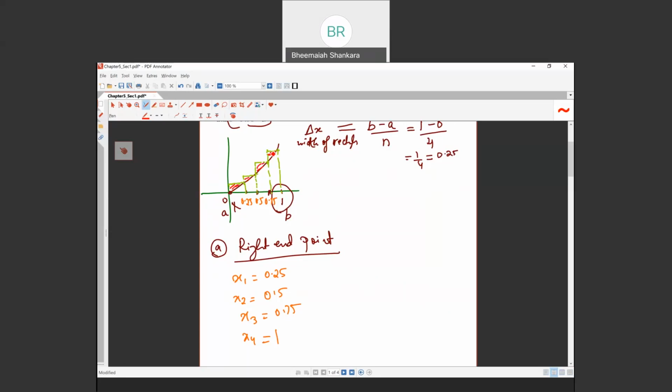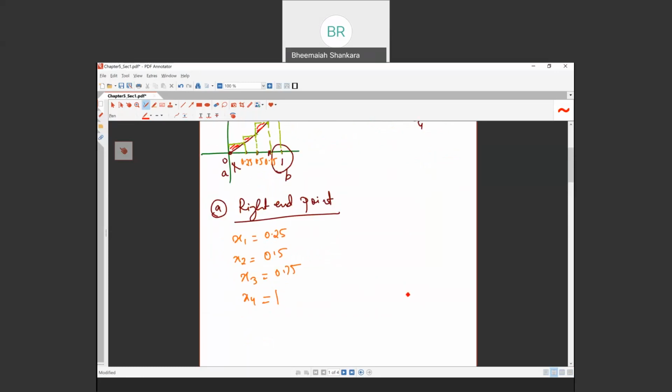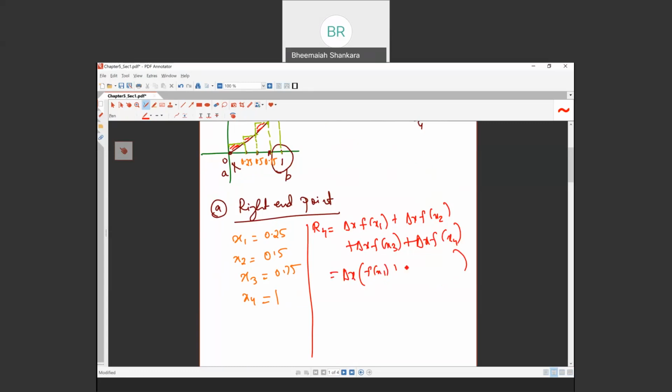So now let me write the R4 area of the rectangles. The formula is delta x f of x1 plus delta x f of x2 plus delta x f of x3 plus delta x f of x4. So delta x is a term which is common in all. You can factor it out: delta x times f of x1 plus f of x2 plus f of x3 and then plus f of x4. Delta x is a small increment in the x value, which we calculated on the top.